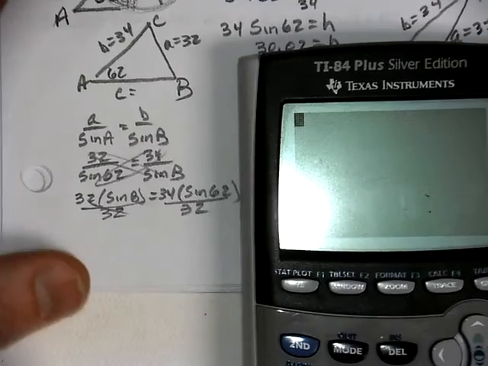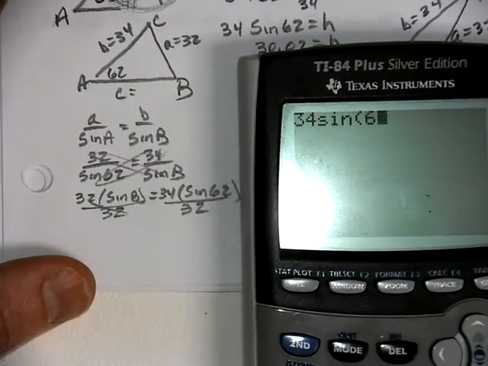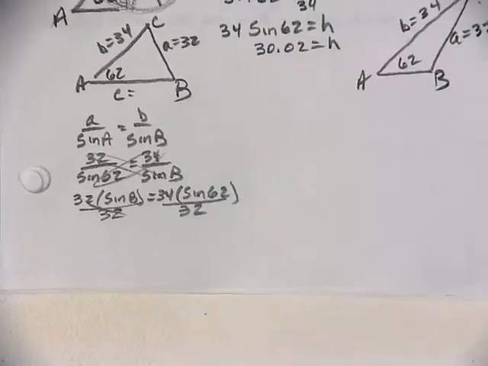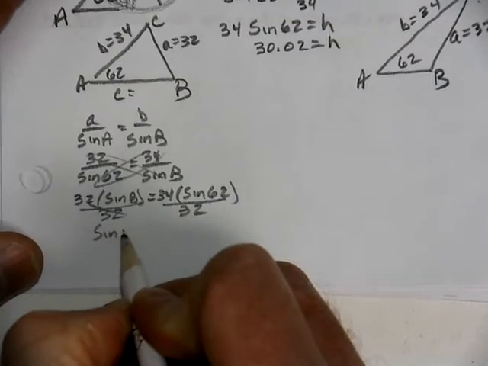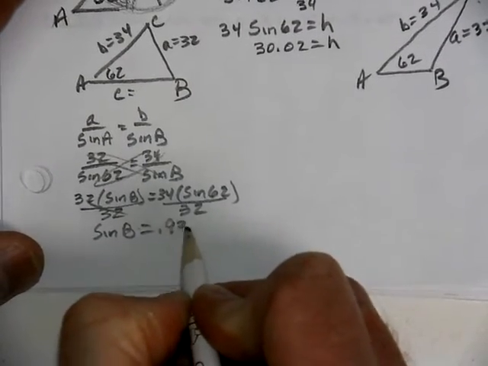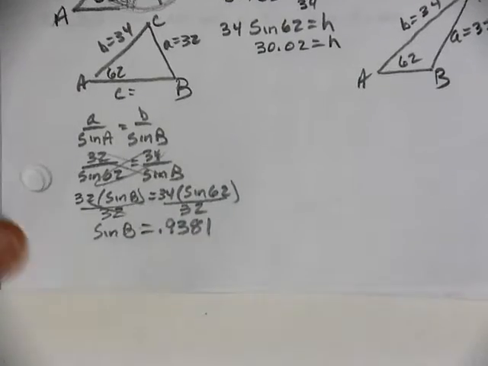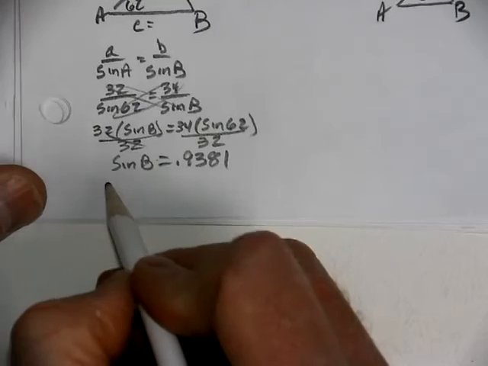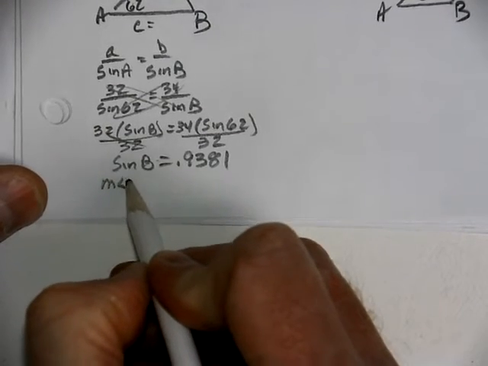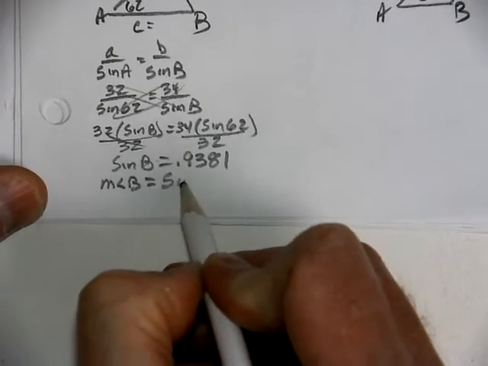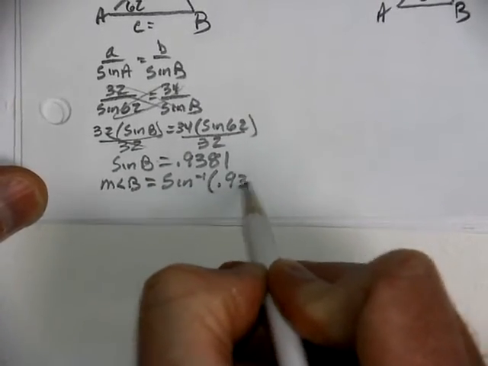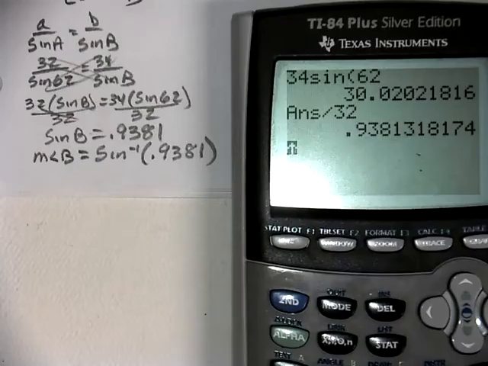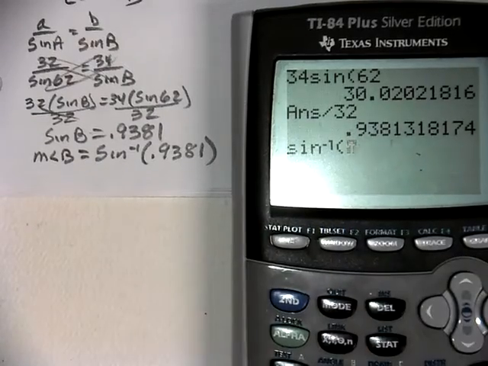And we can put that into our calculator. 34 sine of 62 divided by 32, and that gives us 0.9381. So the sine of B is going to be 0.9381. Now that itself doesn't tell us a ton. All right? So we need to do the measure of angle B equals sine inverse of 0.9381. Sine inverse of our previous answer.